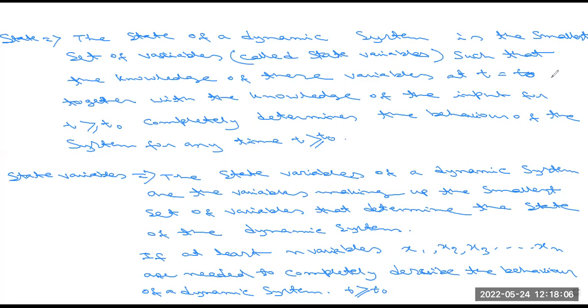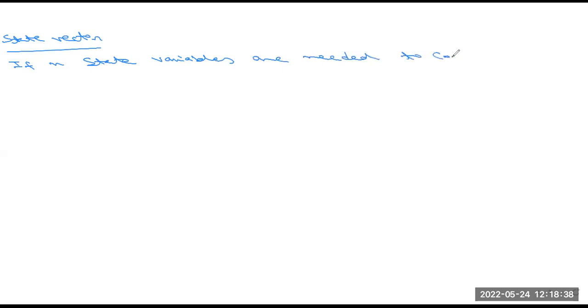Now next, third, what is state vector? If there are n state variables, that means the number of variables is n, and n state variables are needed to completely describe the behavior of the system. I will take an example after the definitions, then you will have a clear idea of what is state vector, what is state variable, and what is state space analysis. So just remember these descriptions or definitions of the different terms, and later you will get clarity.